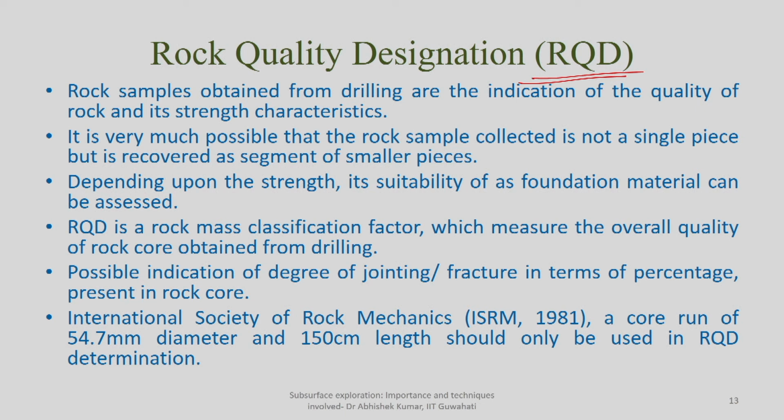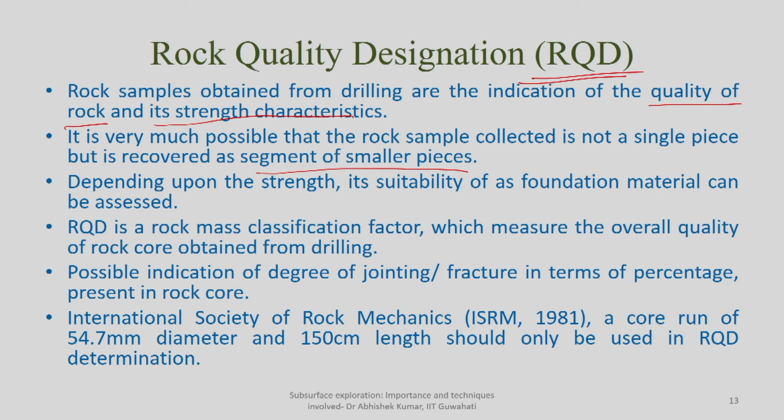So rock samples obtained from drilling are the indication of the quality of rock and its strength characteristics. It is very much possible that the rock sample you collected may not come in a single piece, but is recovered as segments of small pieces. That's what I told you in the rock core stacking. You may get a continuous sample depending upon the length of the barrel, or you may get pieces, some intact pieces, and in between there are smaller boulders. So all possibilities are there once you collect those samples.